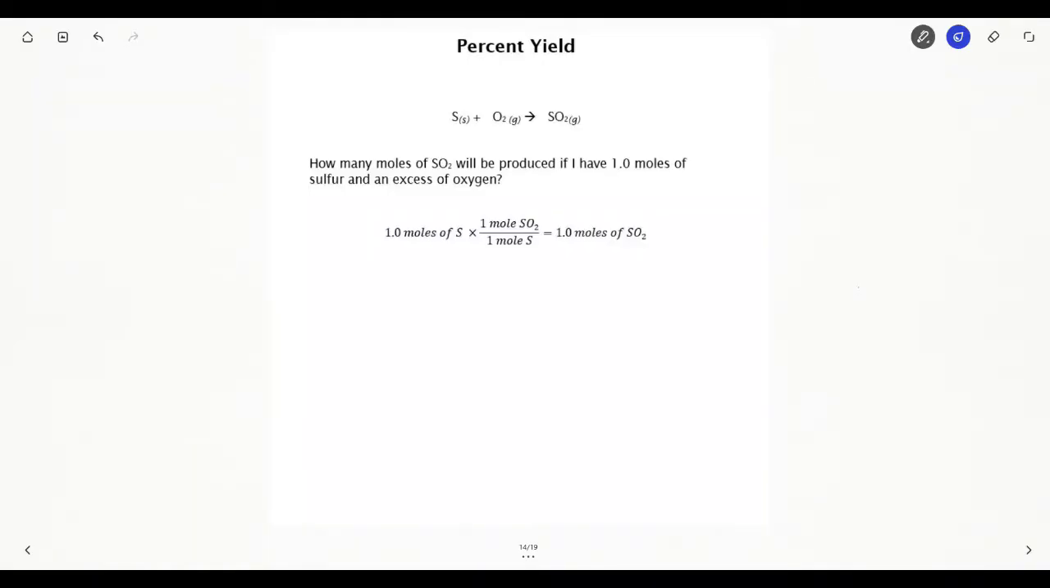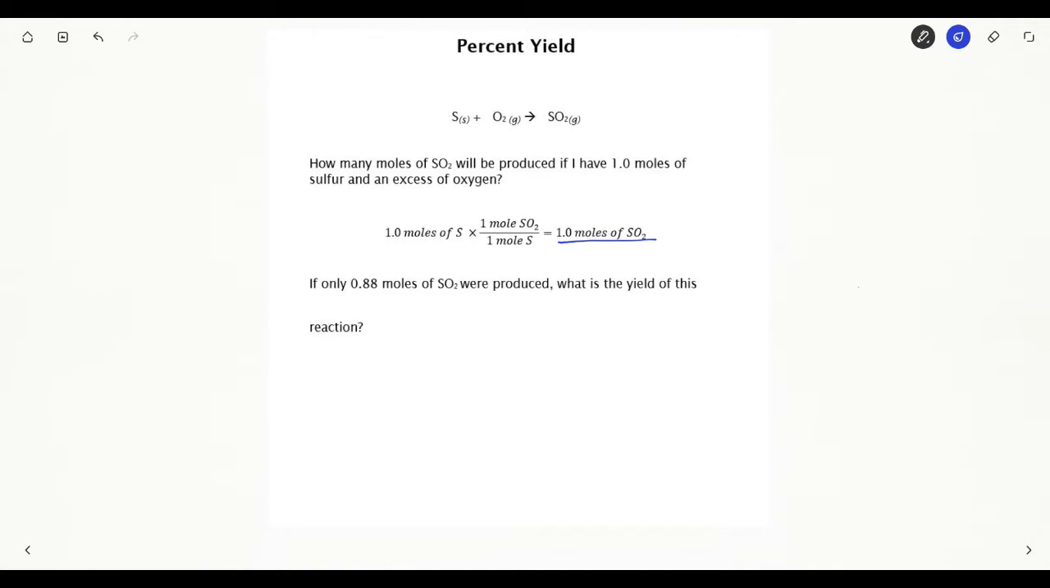Okay, you can see on the page here, I have the problem that we worked in our mole to mole stoichiometry. And we calculated that this reaction should produce 1.0 moles of sulfur dioxide. So now the question becomes, if only 0.88 moles of sulfur dioxide were produced, what is the yield of this reaction? Just because you calculate what should be produced does not mean it is actually produced in the real world. It would be great if that was always the case, but usually it is not.